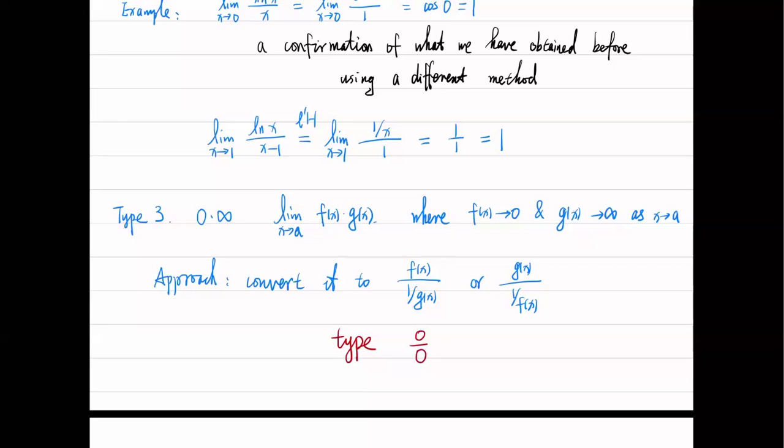And Sakina, what do you say about this one? Is this an indeterminate form? If it is, what's the type? What do you say about the numerator? It goes to infinity. What about the denominator? So f(x) goes to 0. What about 1 over f(x)?